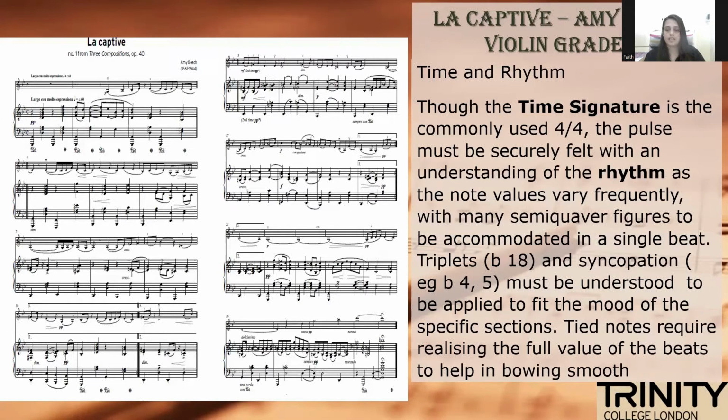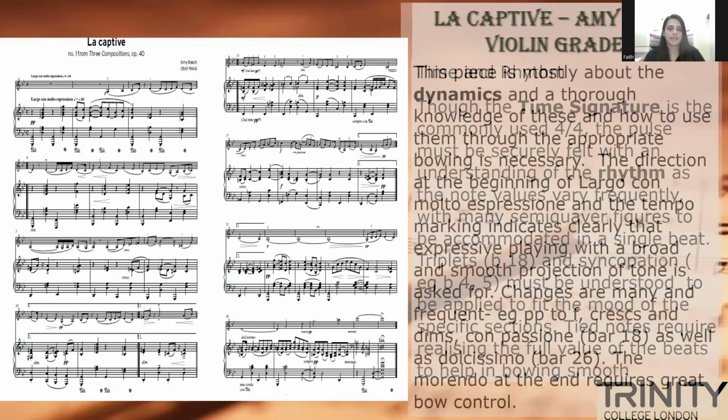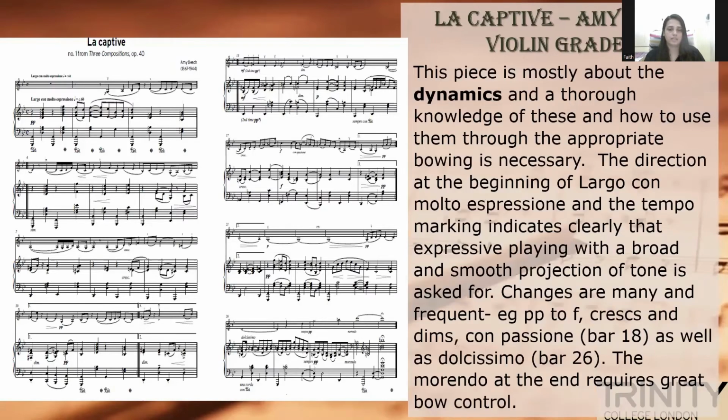Triplets in bar 18 and syncopation must be understood to fit into the mood of the specific sections. Tied notes require realizing the full value of the beats, and then it helps in smooth bowing and also bow budgeting, which is basically like a breath. You take a breath and you sing, and we use the bow that way.